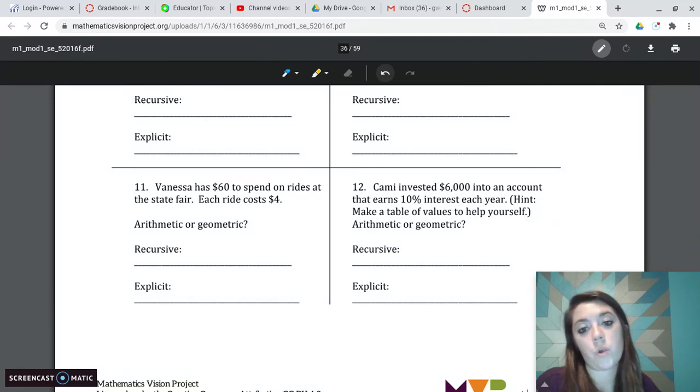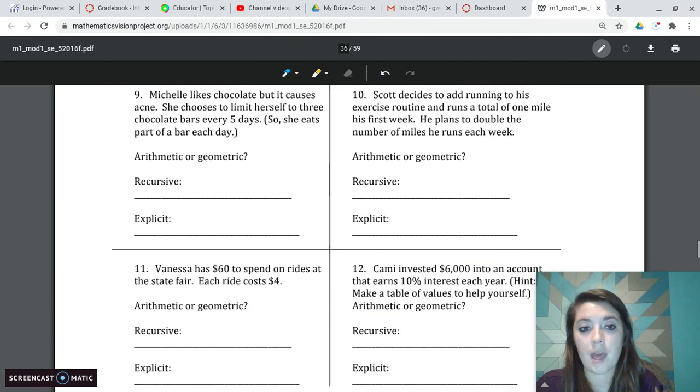Then you've got 2 word problem ones. It will tell you anytime you're dealing with interest, guess what? It's going to be a geometric sequence. So keep that in mind.